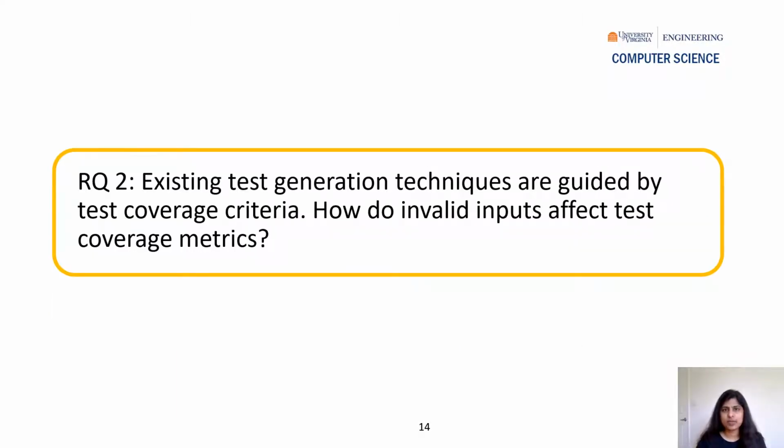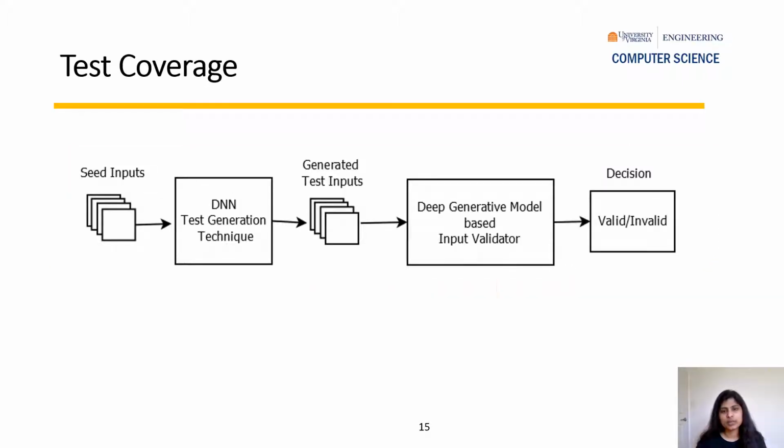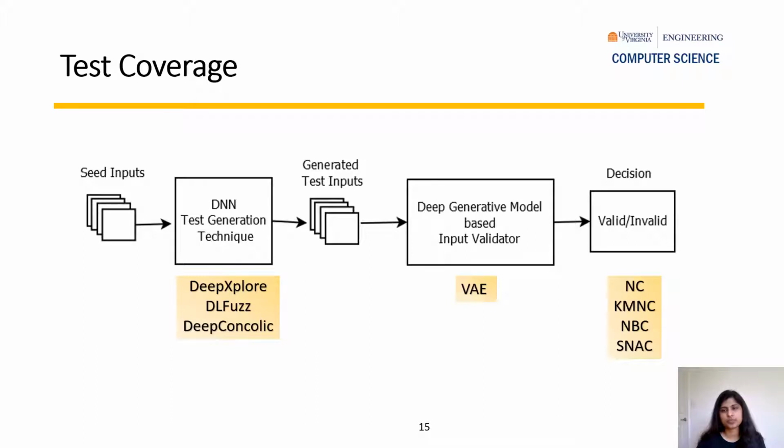So how do the invalid inputs affect coverage metrics? We use a VAE-based input validator, and we use Deep Explore, DLFuzz, and Deep Concolic for test generation. The input classification logic is extended to show the metrics used for measuring the coverage. We apply neuron coverage and extended neuron coverage metrics, including K multisection neuron coverage, neuron boundary coverage, and strong neuron activation coverage. We computed the coverage metrics for both valid and invalid test inputs generated by the testing techniques.